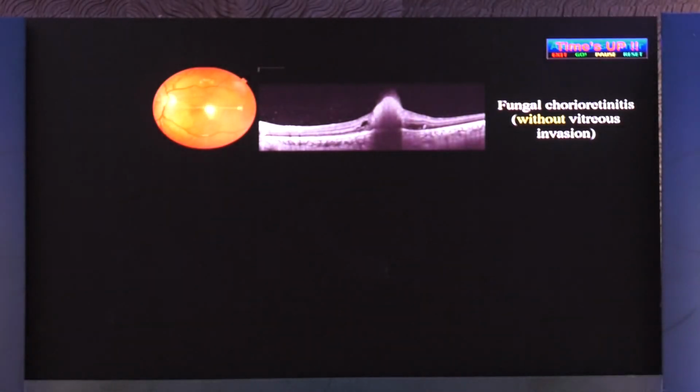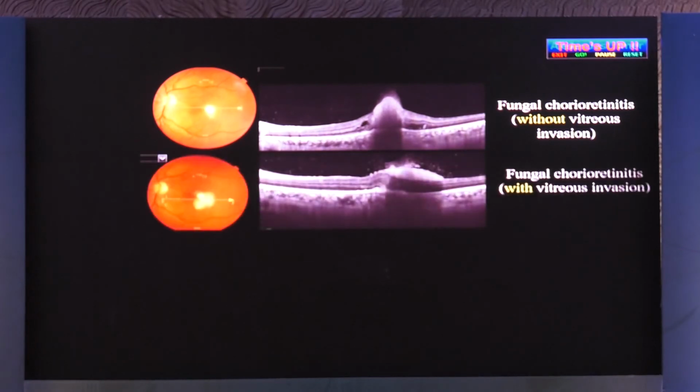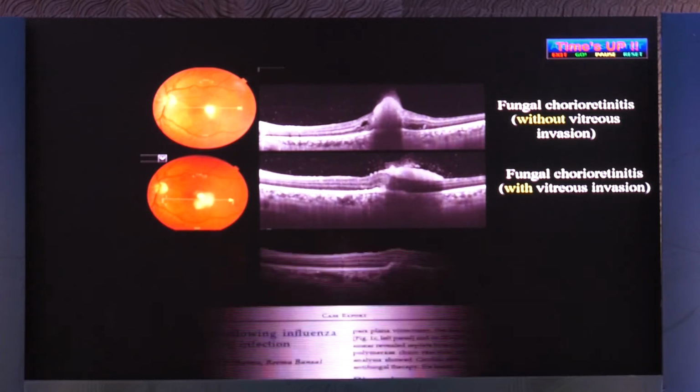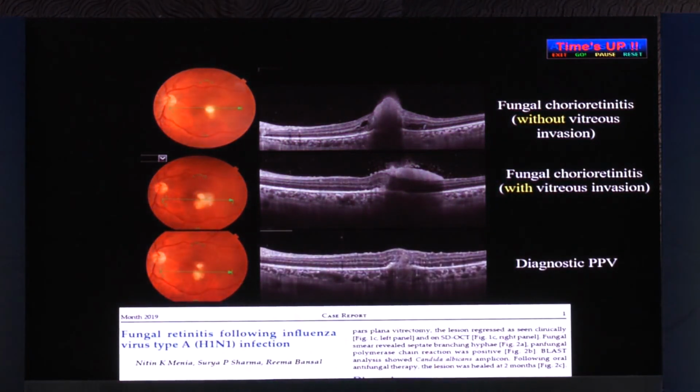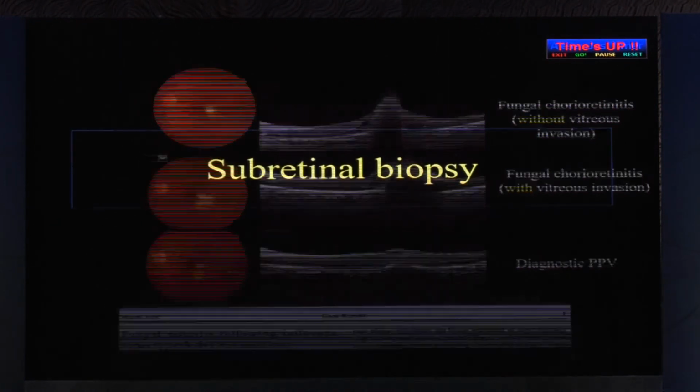So this was actually a case that started as fungal chorioretinitis without vitreous traction. Without vitreous invasion, if you go through the stages of endogenous endophthalmitis, and our steroids converted into a fungal chorioretinitis with vitreous invasion, and our vitrectomy actually led to control of infection in terms of removal of the posterior hyaloid and the exudate sitting on the retinal surface.